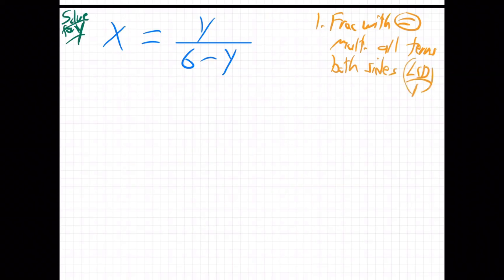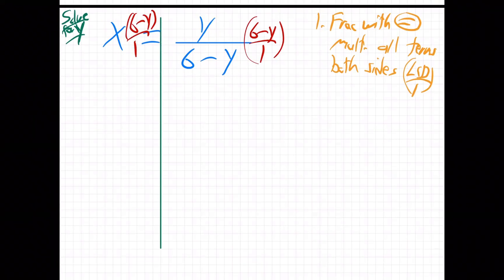Okay, now what's the LCD? Well, it's the denominator. What's under the bar? Only this, 6 minus y. That's the only bar, and so that's the only thing under a bar. And whatever you do to one side, you have no choice but to do the same thing to the other. We good there so far? So here's the equal sign, the separator.